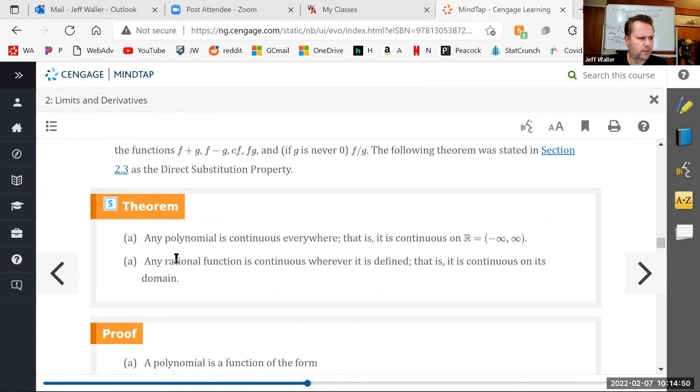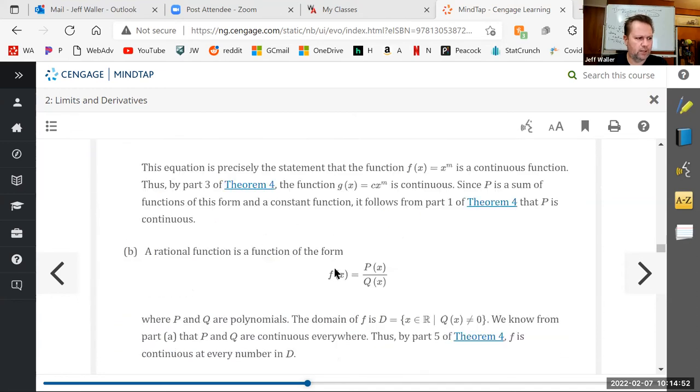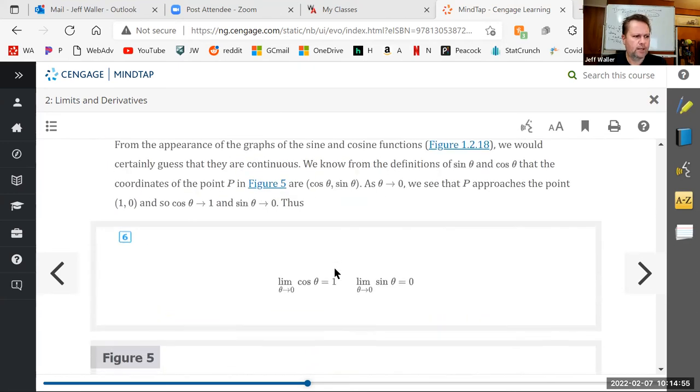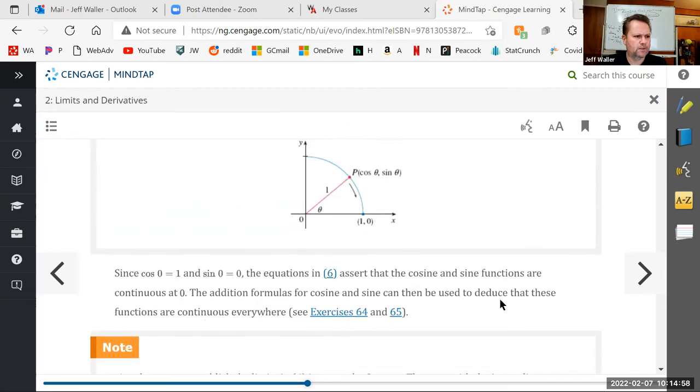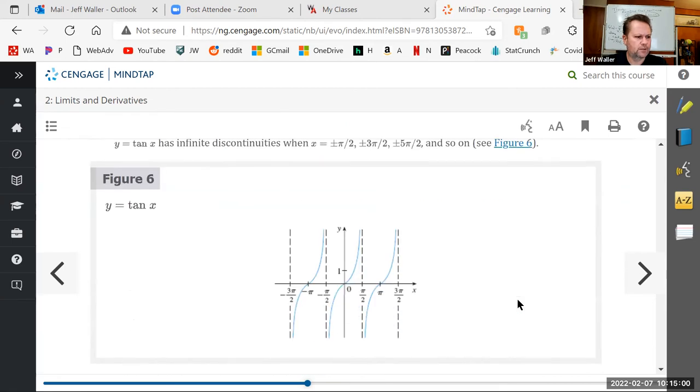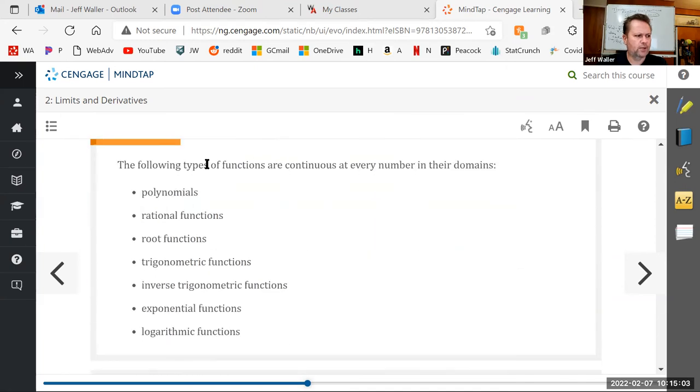Oh, here's the theorem. Almost any polynomial, any rational, and then they expand on it later. Is this neat? Sort of. There's a squeeze theorem again. Let's see what I left out. I did leave out root functions, and of course the inverse trig is in there. I kind of lumped that in with trig, but that's the complete list. Those are all what we consider nice functions. Even though they have some domain issues, they're nice everywhere else.